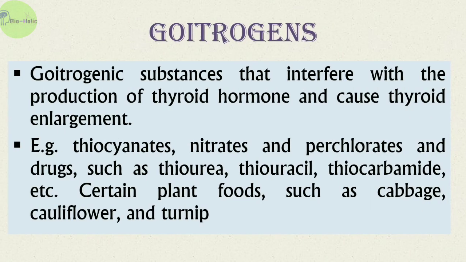Another term is very much important in relation to goiter, that is the goitrogens. The goitrogens are substances that interfere with the production of thyroid hormone and cause thyroid enlargement. For example, thiocyanate, nitrates, perchlorates, and drugs such as thiourea, thiouracil, thiocarbamide, etc. Certain plant foods such as cabbage, cauliflower, and turnip also act as goitrogens.